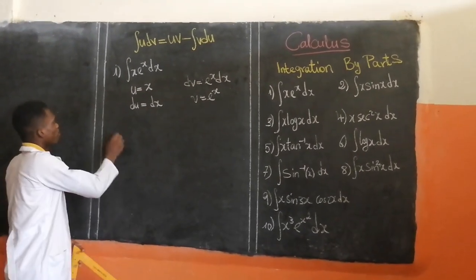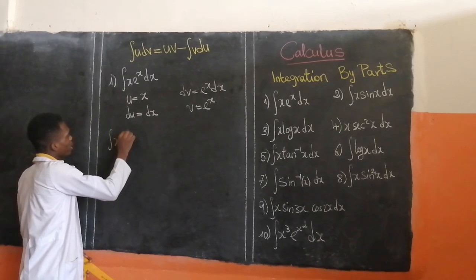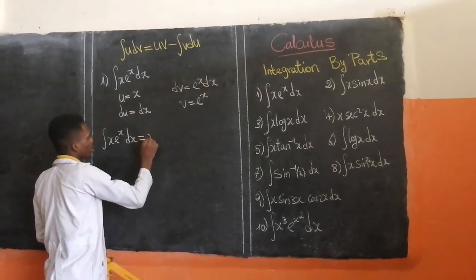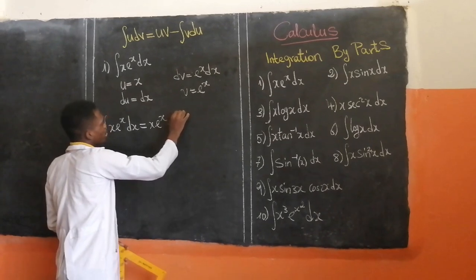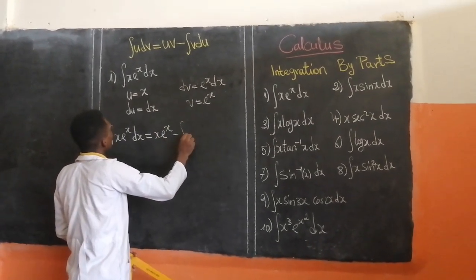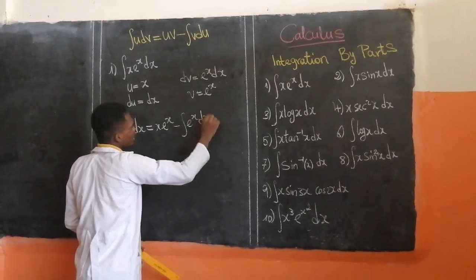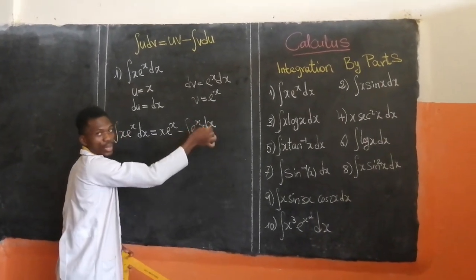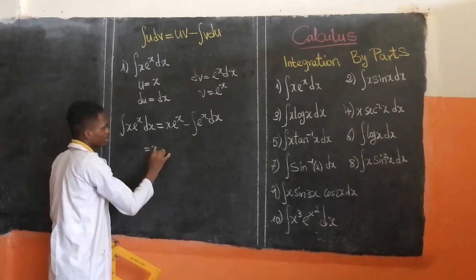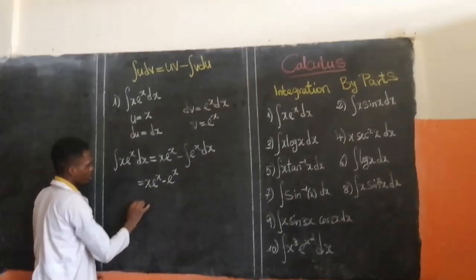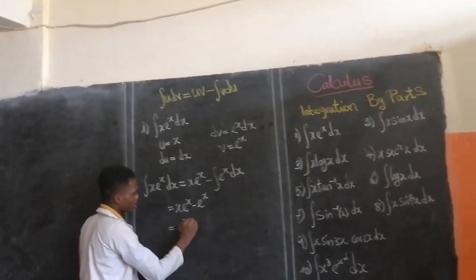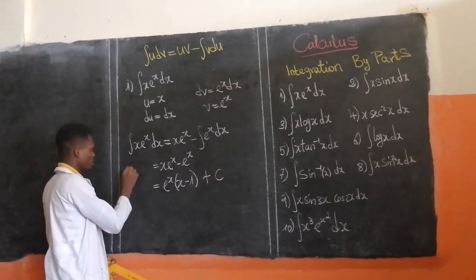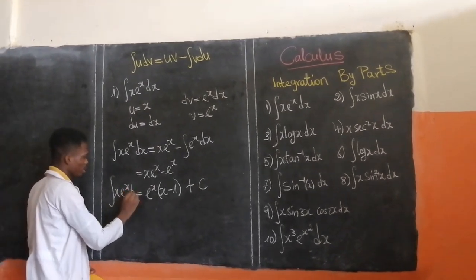So the integral of x e to the x dx is equal to uv, x e to the x, minus the integral of v du, e to the x dx. We know that the integral of e to the x dx is e to the x, so it's the same as x e to the x minus e to the x, which is the same as e to the x times (x minus 1), plus a constant of integration. So this is the integration of x e to the x dx.